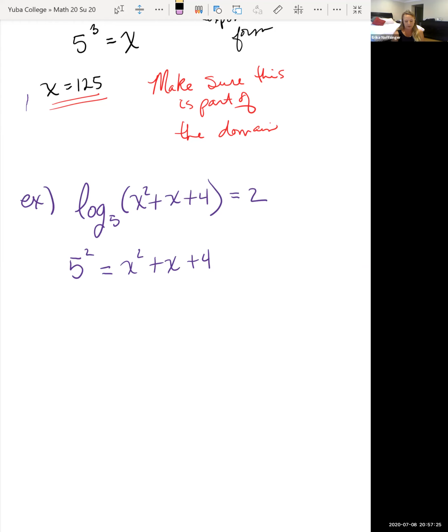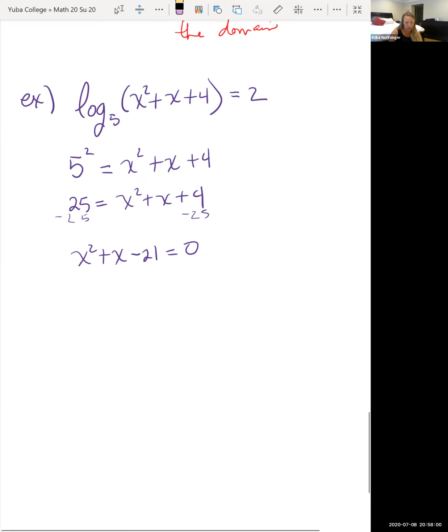Okay, so simplify. 5 squared is 25. 25 is equal to x squared plus x plus 4. Quadratic equation, set it equal to 0. Subtract 25 on both sides. So we get x squared plus x, 4 minus 25 is negative 21, is equal to 0. Unfortunately, there's no two numbers I can think of that multiply to negative 21 and add to 1. And so we're going to need to use our quadratic formula.